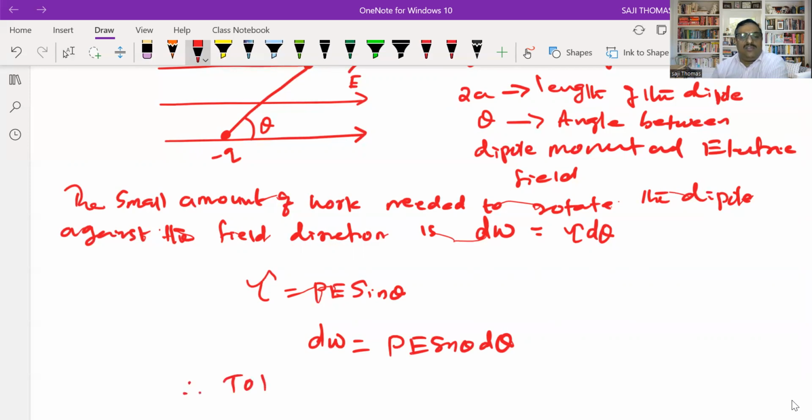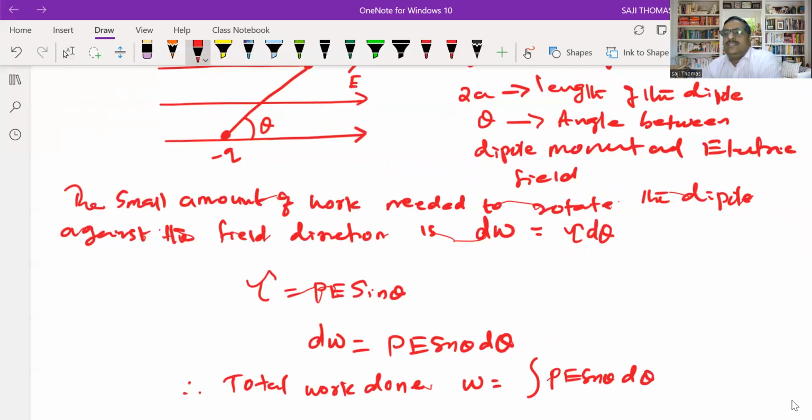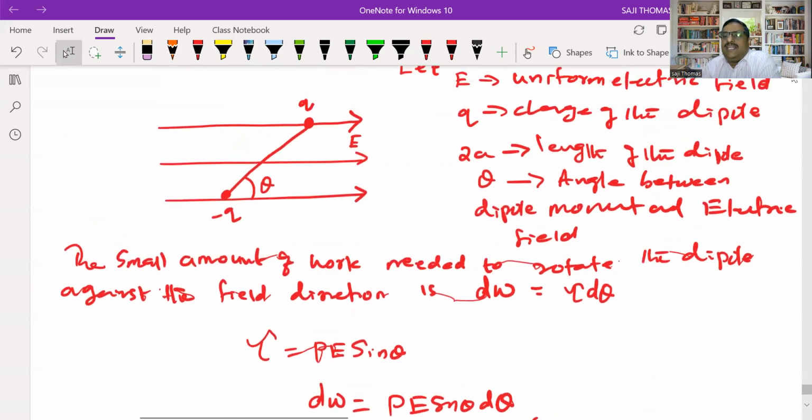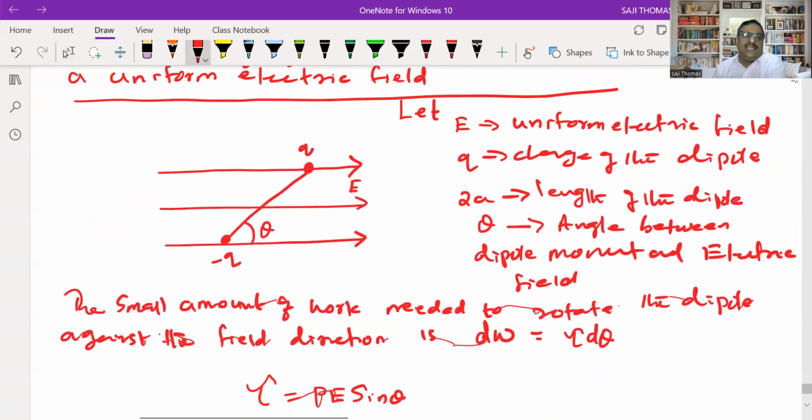Therefore, total work done W equals integral of P sine theta d theta. Suppose initially the dipole was making an angle theta 1. See, this angle is theta 1. And I rotated it through an angle to theta 2, the final angle. So this is the final position.